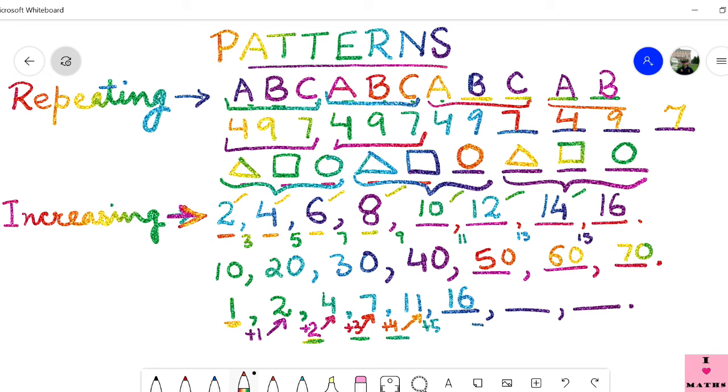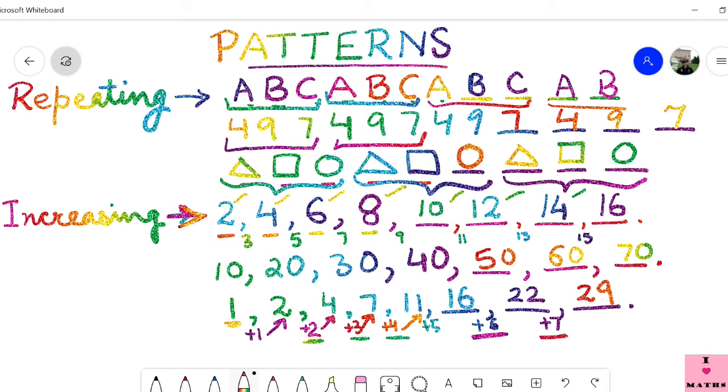To get the next number, we are going to add 6. Now, when you add 6 to 16, you would get 22. 6 plus 6 is 12, 2 and 1 carry over and 1 is 2. So 16 plus 6 is 22. Now to 22, how much will you add? You will add 7 because here we added 6. So when you add 7 to 22, you get 29. So this is how we have the increasing patterns.